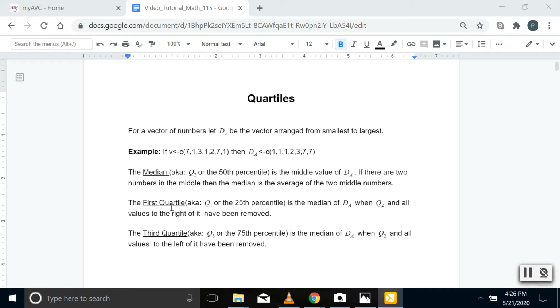The first quartile, also known as Q1 or the 25th percentile, is the median of dA when Q2 and all values to the right of it have been removed. And the third quartile, also known as Q3 or the 75th percentile, is the median of dA when Q2 and all the values to the left of it have been removed. Okay, so let's take a look at an example now.